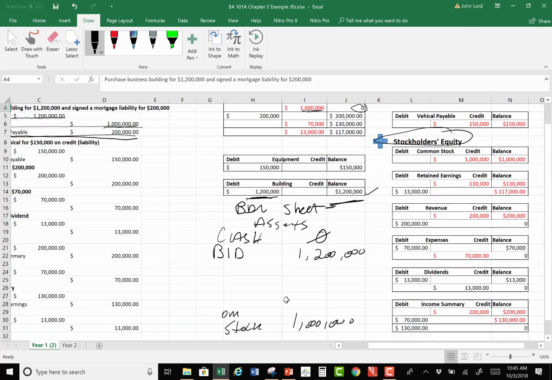How about liabilities? Good. I've got a liability, which is this mortgage payable of $200,000, right? Do I have any stockholders' equity? Do I have any stockholders' equity? Common stock of $1 million, right?